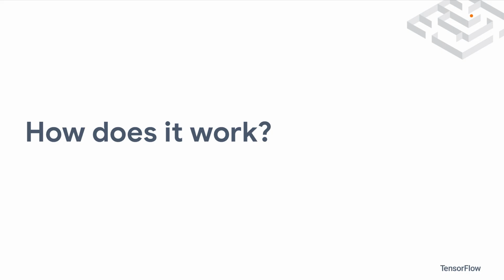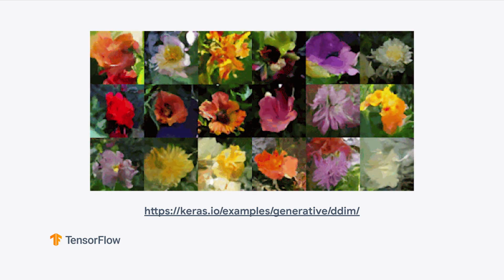So how does it work? At the core, it's a diffusion process that takes a learned machine learning model to generate images from random noise. There's a great Keras tutorial that walks you through how to implement this diffusion model with Keras step by step. I highly recommend you check out the link below.